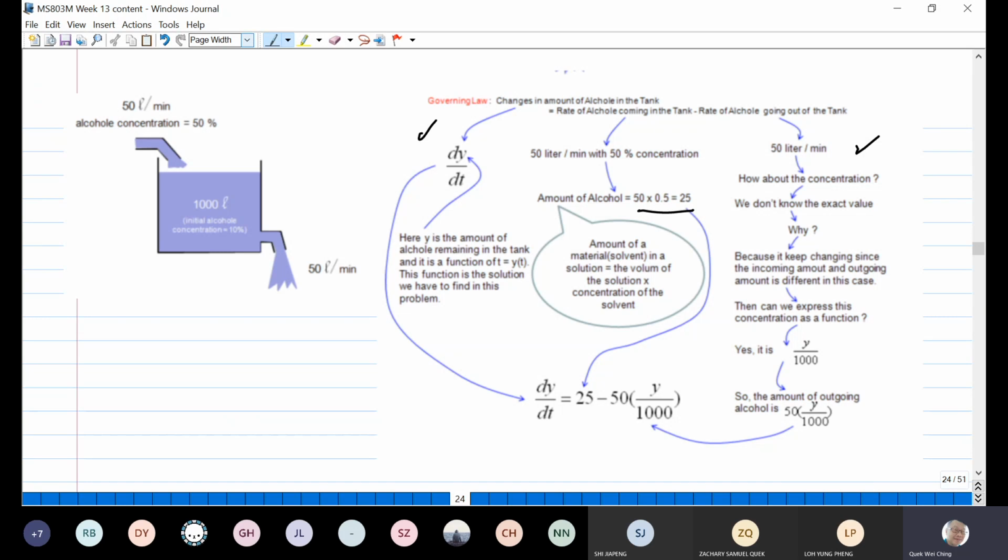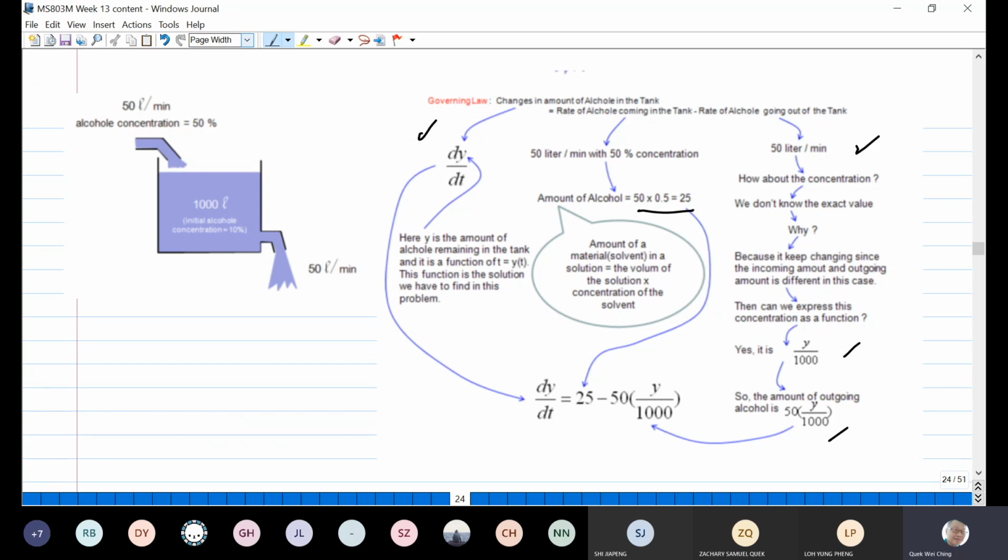So how much is the concentration? Okay, so you have to say Y is the amount of alcohol in the tank. The tank has 1,000 liter. Therefore, the concentration in the tank is Y over 1,000. Y is the volume of alcohol in the tank, right? So out of 1,000, the concentration is Y over 1,000. So amount going out is 50 times Y over 1,000. This is how much goes out.